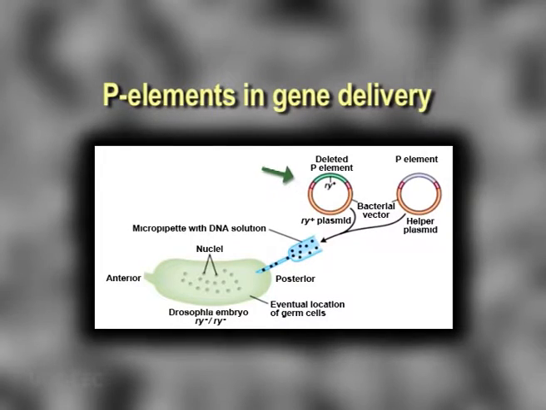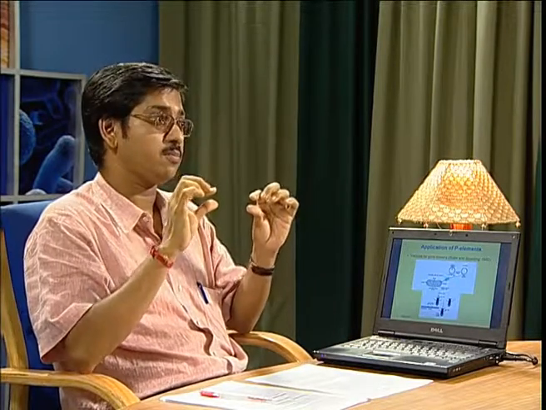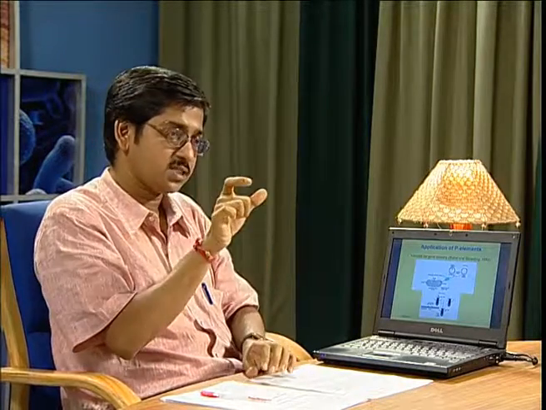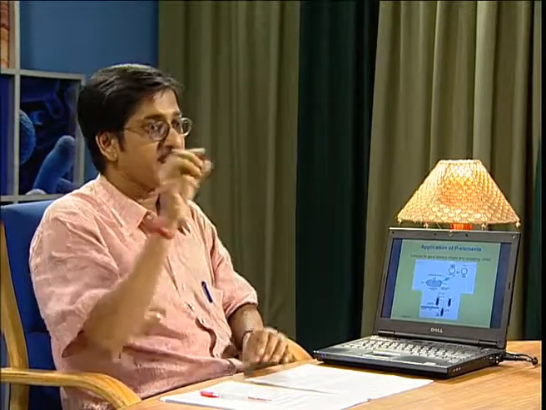What they did was they put an eye-color gene called rosy, which gives rise to the red color of the eye, in a cassette of P element, but they cleverly deleted the transposase, which is the enzyme of the P element. Because this enzyme is deleted, this P element by itself cannot move around. So they made a plasmid which has this P element and the rosy gene. They made another helper plasmid which has the P element along with the transposase.